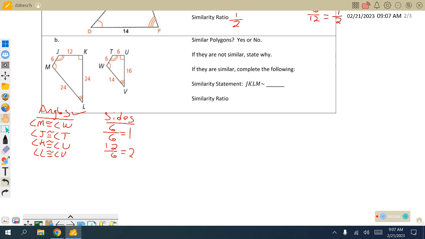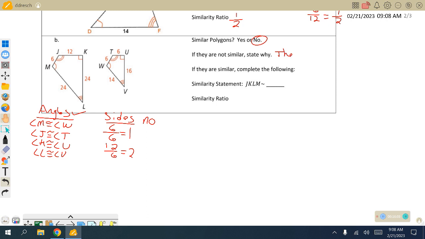Are we consistent? So what are we going to do? We're going to stop. Yep, we're going to stop and say nope, and we're done. Don't need to walk it around and do the other ones. As soon as one fails, you're done. And we're going to say, are the polygons similar? Nope. And tell me why.